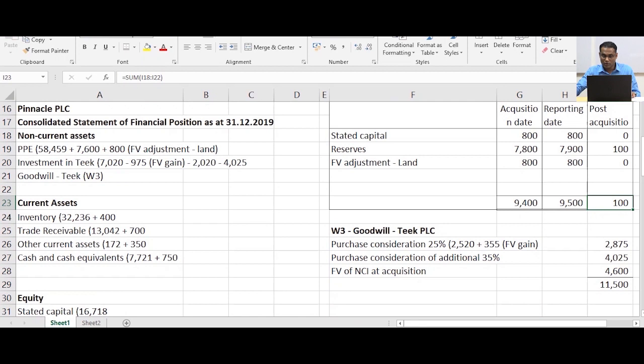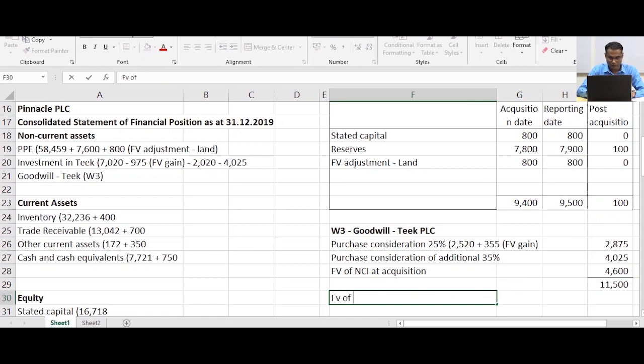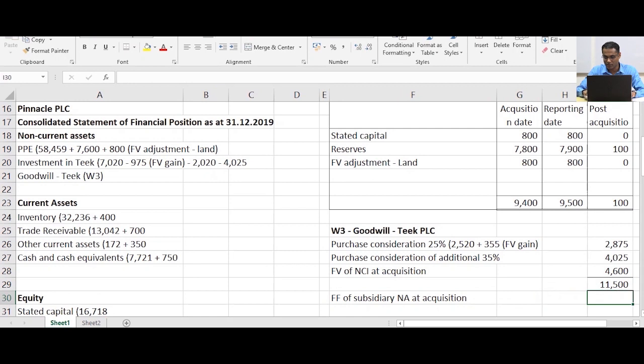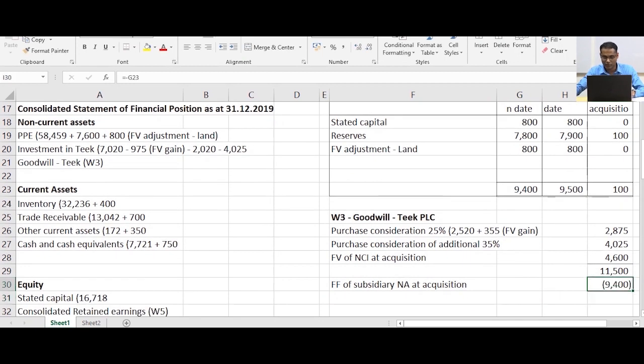Right. Now I am calculating the goodwill. For the goodwill calculation, what I am going to take is the purchase consideration, that is 25 plus 35, then the fair value of NCI at acquisition. In the goodwill calculation, I compare this with the fair value of the subsidiary's net assets at acquisition. How much is the figure? I will deduct that. What is the figure here? I can link 9,400. I need to deduct 9,400.